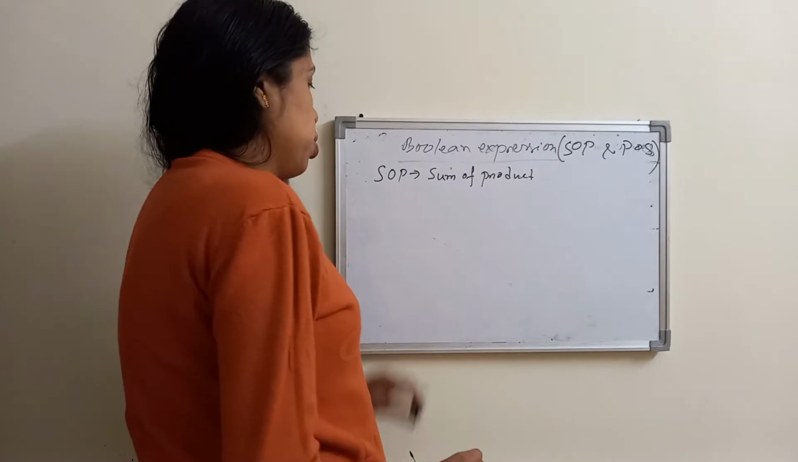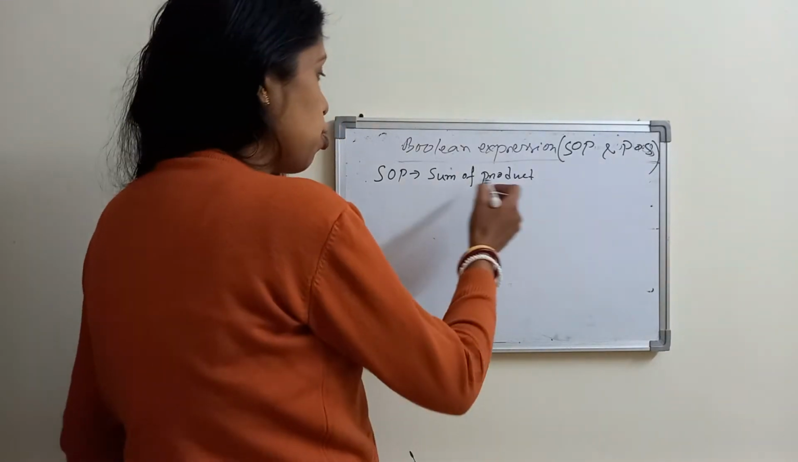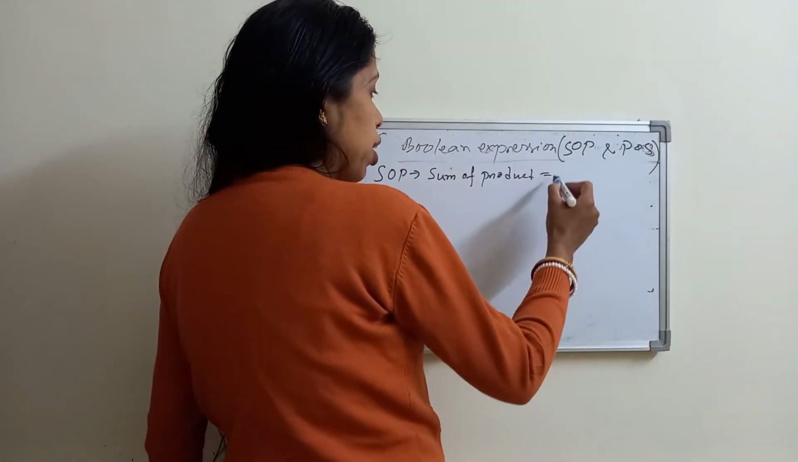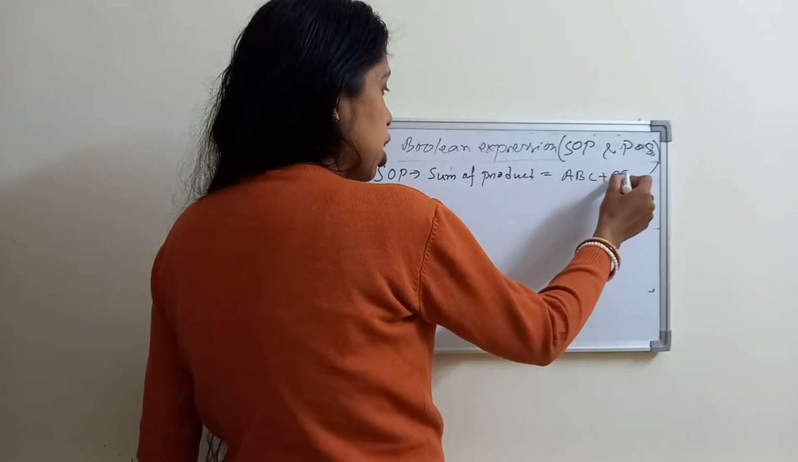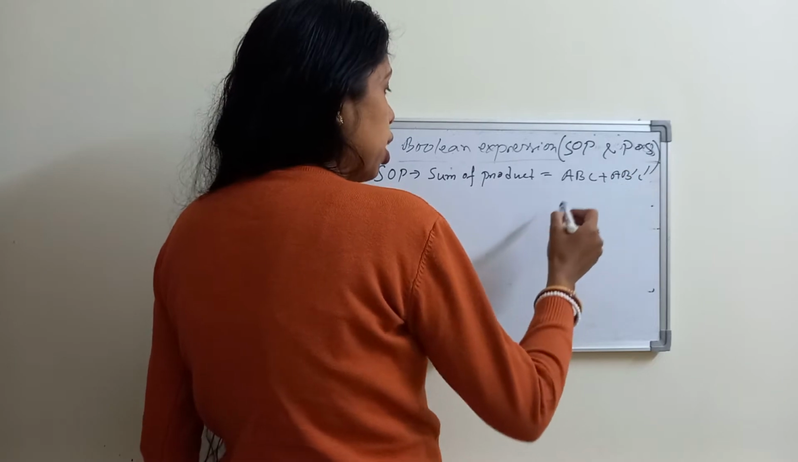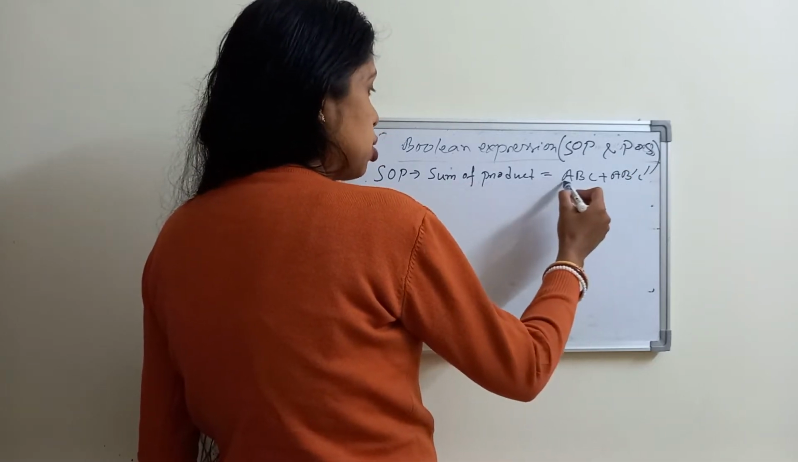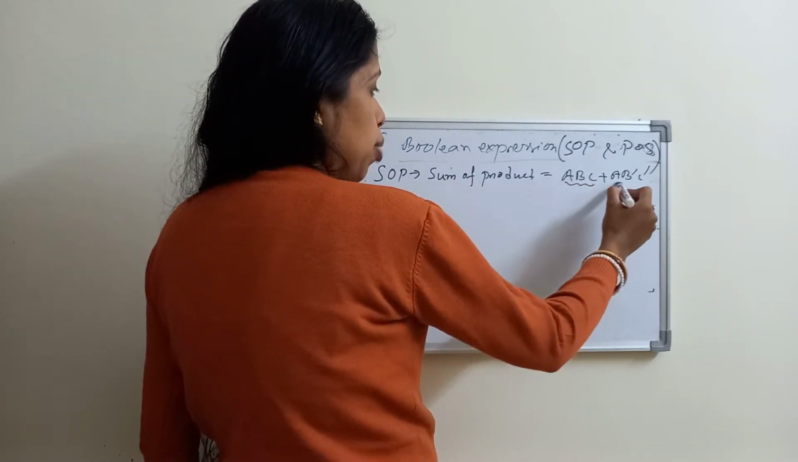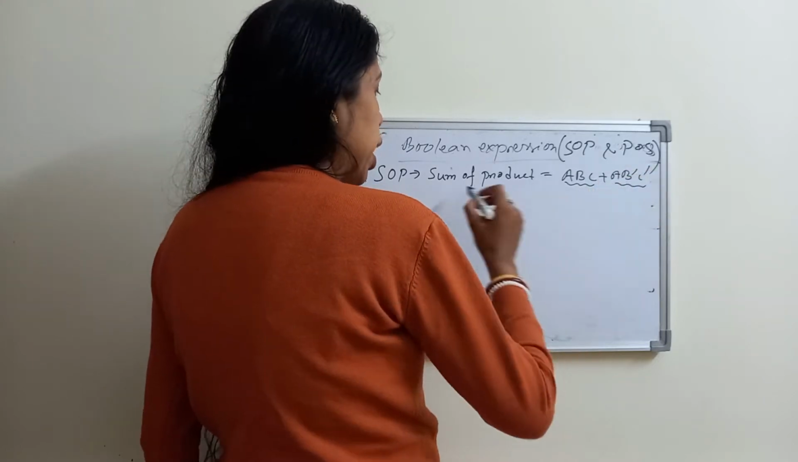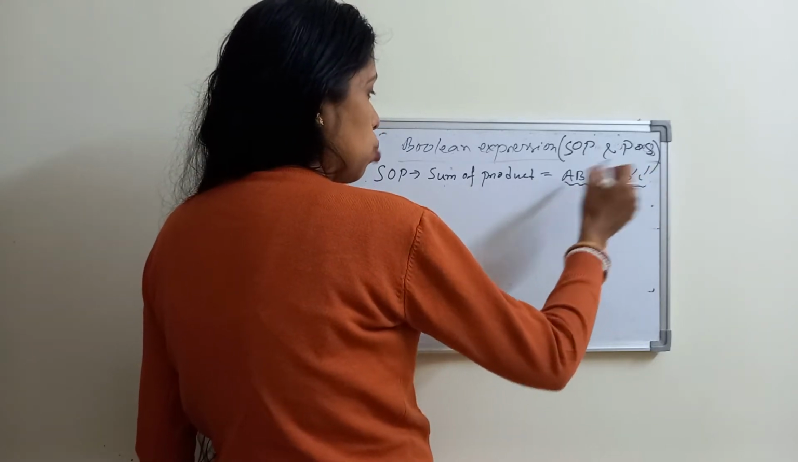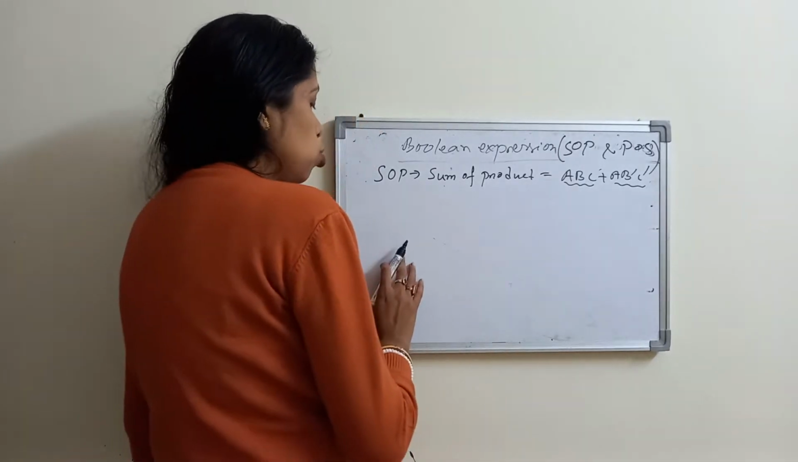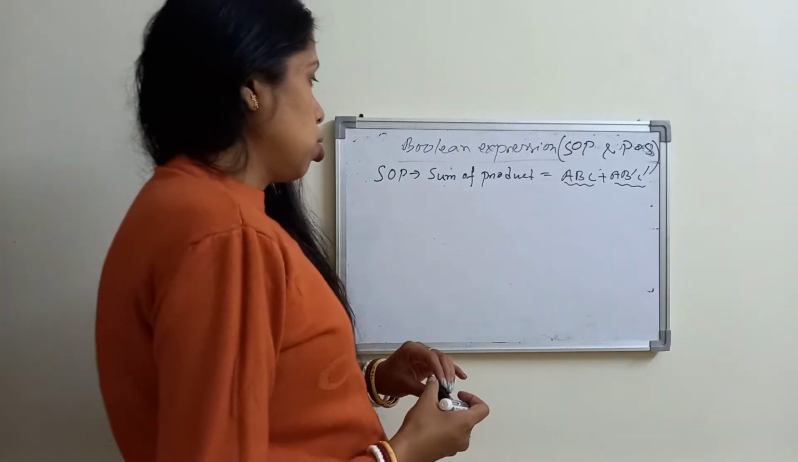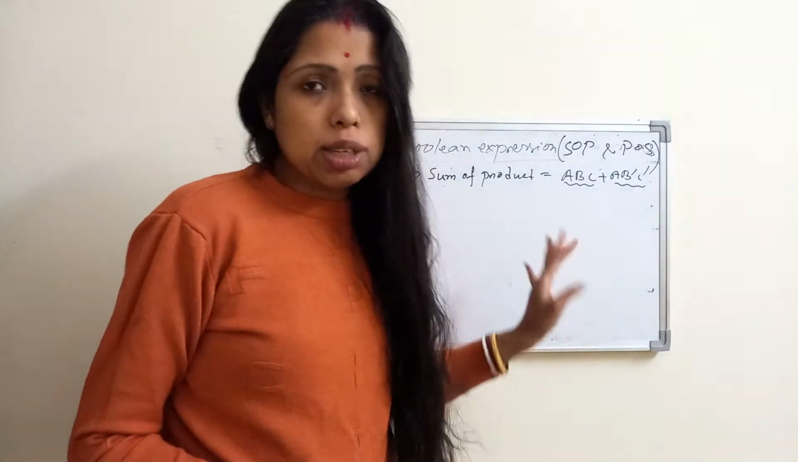So before going to the SOP, meaning sum of product, suppose you have one expression, right? A, B, C plus A, B prime, C prime. Now we can see product. Product means the multiplication of A, B, C, and the multiplication of A, B prime, C prime, and sum. This is the summation. So summation of the products, right? This is the SOP, right?